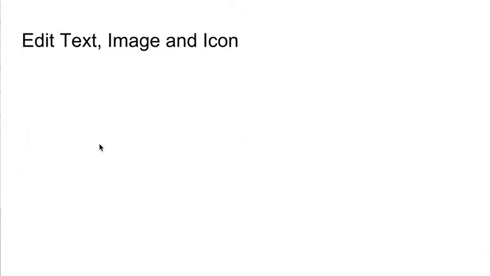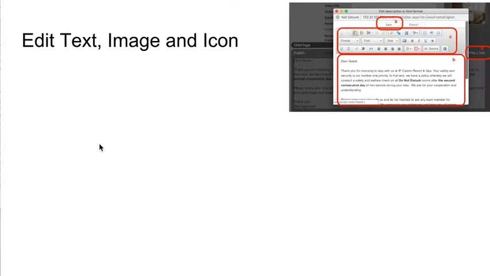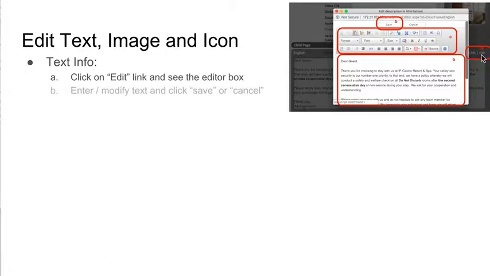Start to edit text, image, and icons. To edit text, there is a link on the editor, say Edit. Click on it. You see the editor box. Type in the text and so on, and then save, or cancel if you don't want to use it.